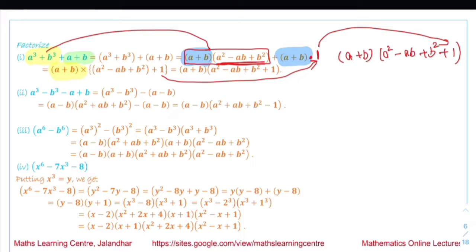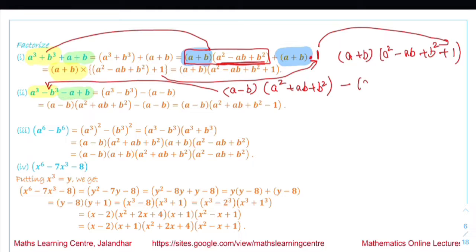Similarly, in the next question, it is a cube minus b cube. Again we group these two terms and we group these two terms. We apply the formula over here. So we will get it as a minus b into a square plus ab plus b square. This is the value of a cube minus b cube.